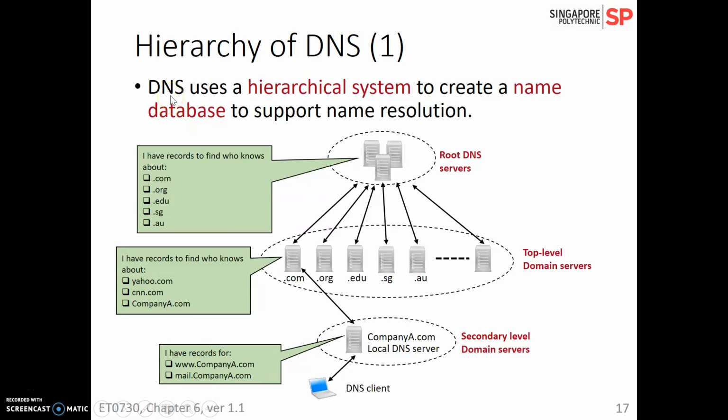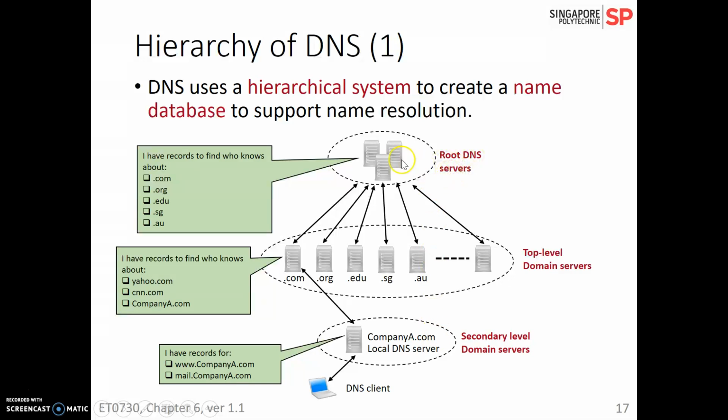The domain name system uses a hierarchical system to store the name database. This means that all the records are not stored in a single DNS server. It's stored in multiple DNS servers in a hierarchical manner. So in this example, we have three levels.